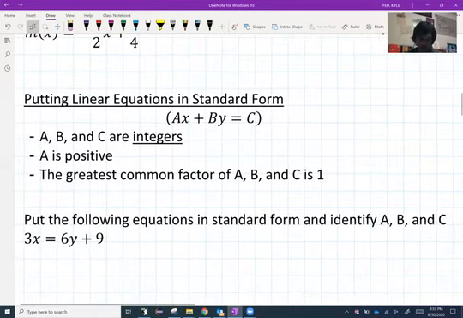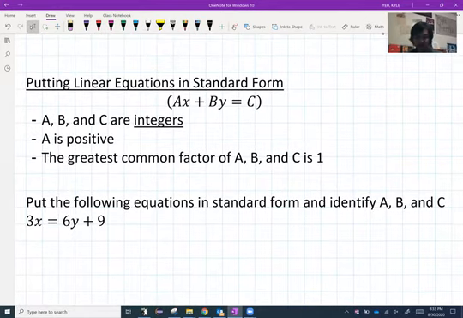So, a couple of exercises here. Put the following equations in standard form and identify a, b, and c. We're starting with 3x equals 6y plus 9. When I look at this, I know I need to get it into standard form, ax plus by equals c. Well, that means I need the x's and y's on the same side. That's the first thing I notice. I could either subtract 6y over to the left, or I could subtract 3x over to the right. But one of these things is smarter than the other.